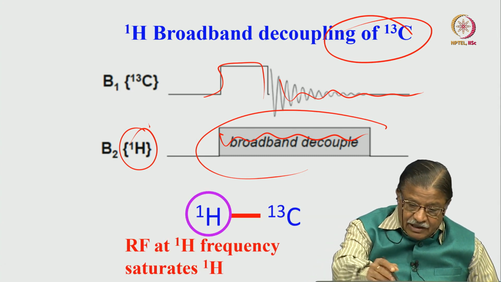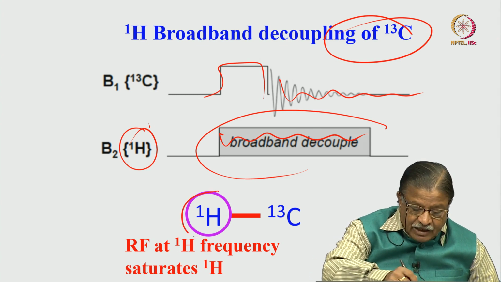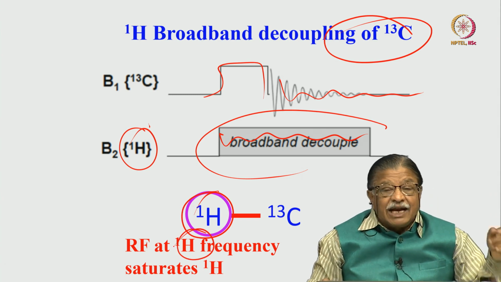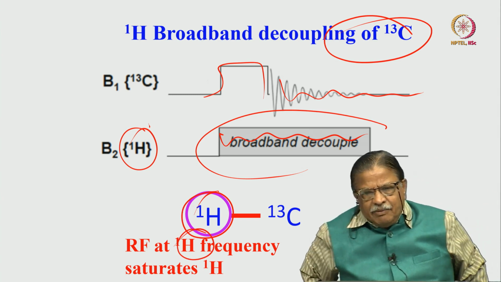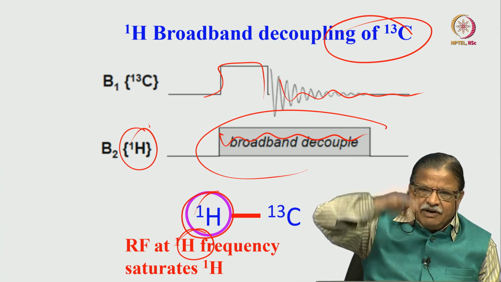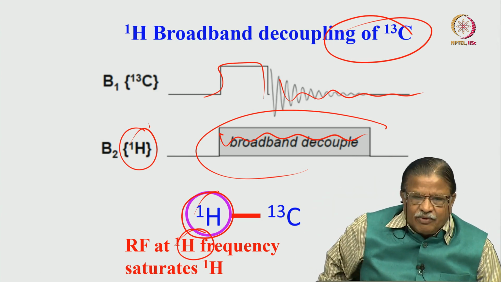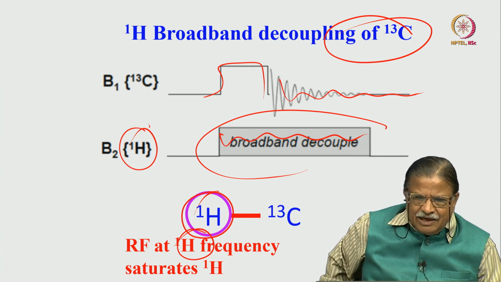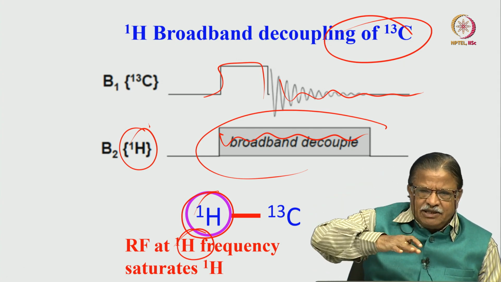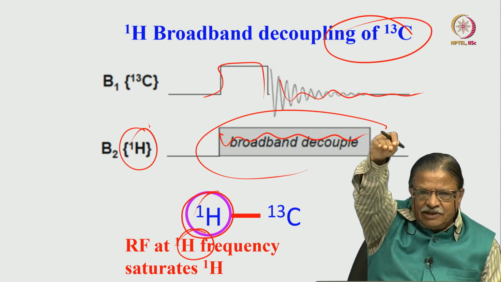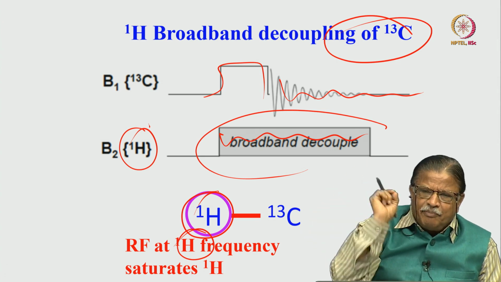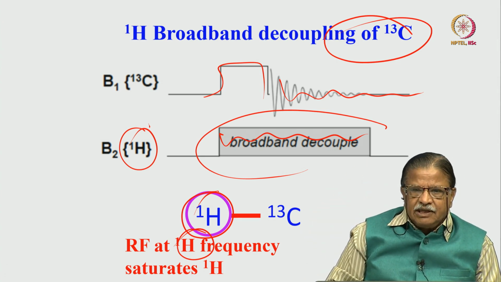See what happened? In reality, this is diagrammatically like this. At the proton frequency, you keep on applying RF to saturate the proton. What do you mean by saturation? We already discussed it in the very first or second class. Saturation means the populations of the two energy states are equal. You keep applying RF power in such a way that spins in the lower energy state go to the higher energy state, and spins in the higher energy state come to the lower energy state, and this happens rapidly when you continuously pump the RF power. Then what will happen?